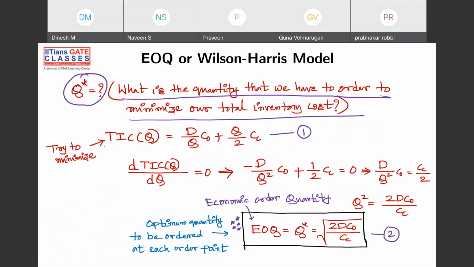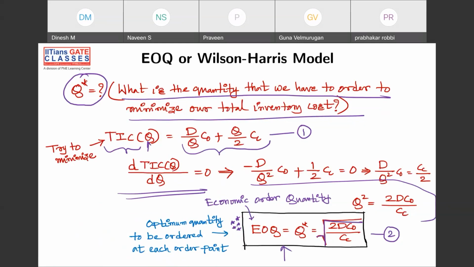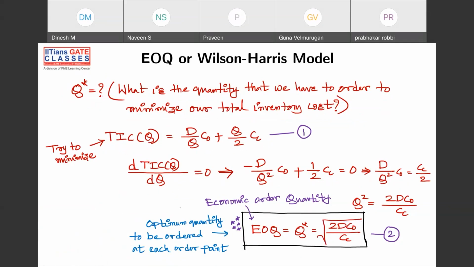So the total inventory cost is a function of Q, that is D by Q into C naught plus Q by 2 into Cc. You differentiate that and equate it to 0, do some simplification, and find that optimum quantity, the economic order quantity, that is under root 2D C naught by Cc. Very important equation, this equation is very important.